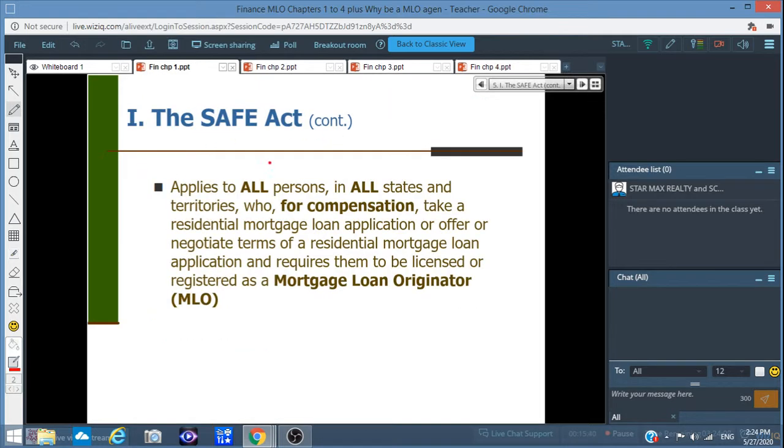Okay? So what does that mean? That applies to all persons, okay? Everybody, okay? In all states, okay? Who for compensation, okay? You earn commission, right? And then you take a residential mortgage loan application, offer, negotiate terms, right? They require them to be licensed or registered as an MLO, mortgage loan originator. Okay?